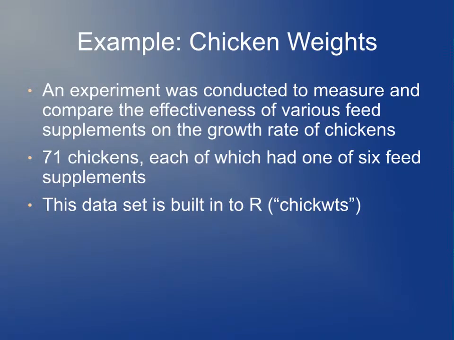Anyway, an extended example for today's class is a data set of chicken weights. There was an experiment conducted to measure and compare the effectiveness of some various supplements that could potentially affect the growth rate of chickens. There were 71 chickens in this experiment, and each of them got one of 6 feed supplements. If you want to try the examples in this lecture yourself, this data set is built into R. It's called chickwts, CHICKWTS.